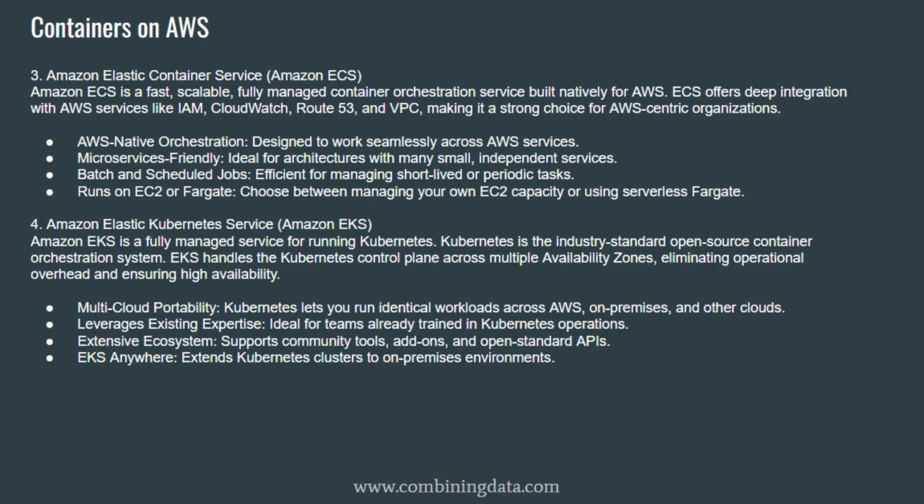Let's tie everything together. Amazon ECR, think store container images. AWS Fargate, think run containers without servers. Amazon ECS, think AWS native container orchestration. Amazon EKS, think manage Kubernetes on AWS. Key exam pattern: if AWS wants simplicity and AWS integration, choose ECS plus Fargate. If AWS wants Kubernetes compatibility, choose EKS. If the focus is image storage, choose ECR.